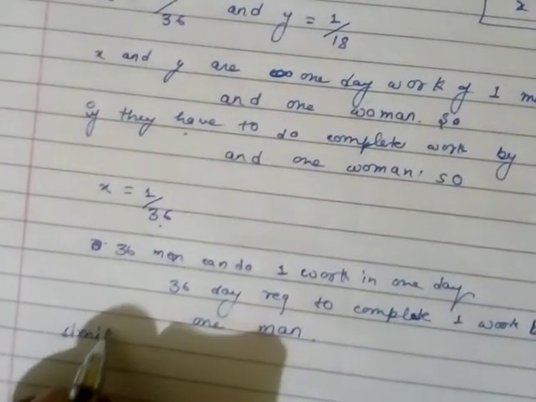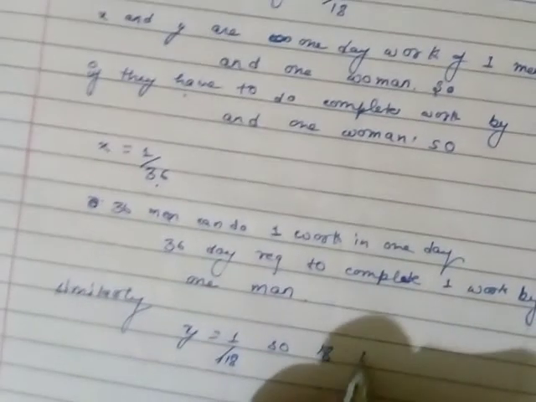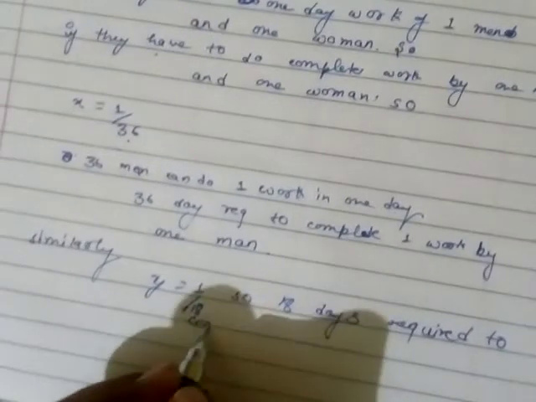Similarly, y equal to 1/18, so 18 days are required to complete one work by one woman. This is the answer. Thank you.